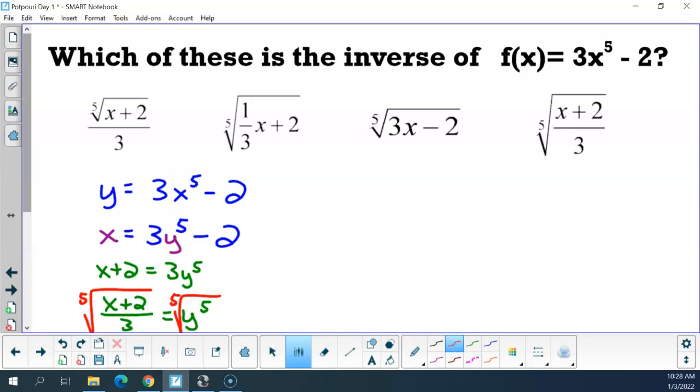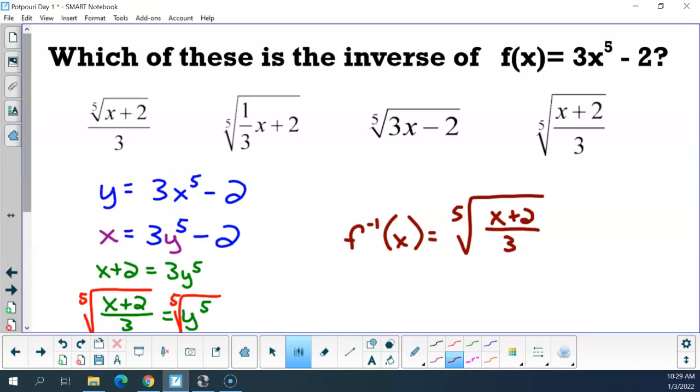So f of x equals... So the inverse, right? Not f of x, f inverse of x. So the inverse of f would be the 5th root of (x plus 2) over 3, which is, so I know it's not the middle two, right? Last one you're going with?